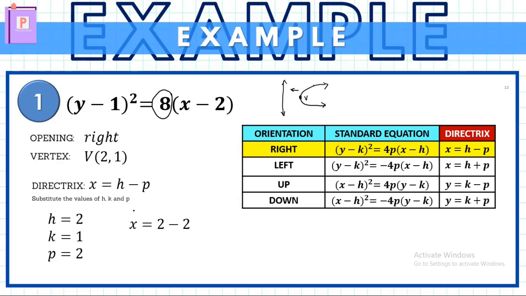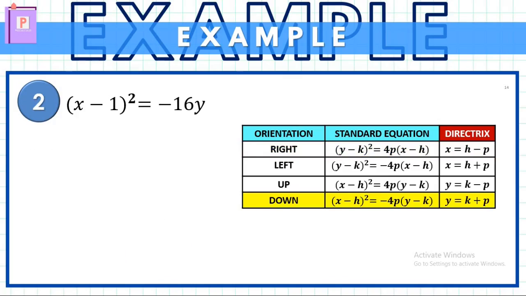So we now substitute the values, copy x equals, the value of h is 2. The value of p is also 2. So simplifying that, the equation will now be x equals 0. Next example, we have a parabola that opens downward and the vertex is at 1, 0.